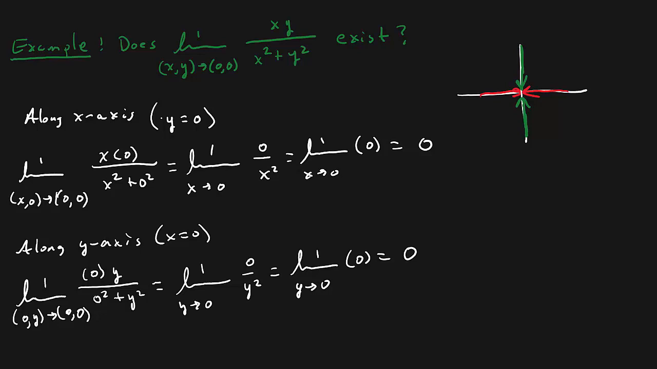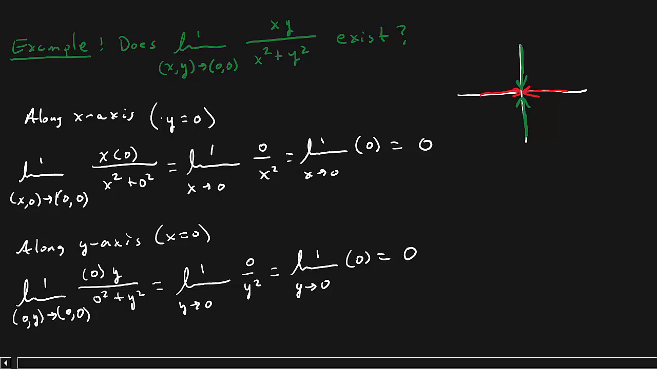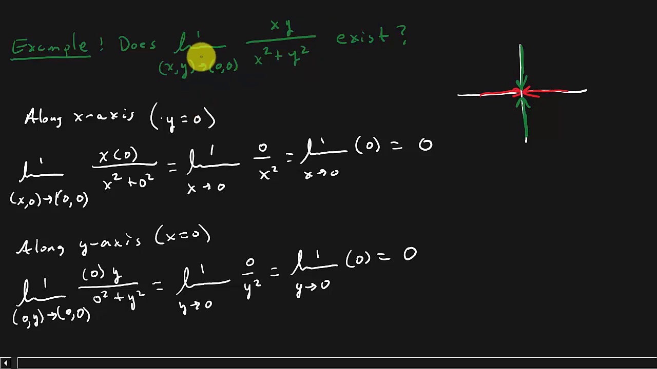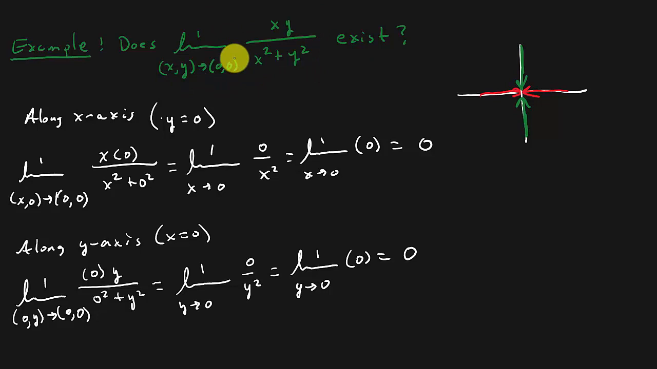So does that mean that they're equal? No. That does not mean that it doesn't, well, let me say that again. Yes, they're both equal, but does that mean that the limit is equal to 0, that this limit exists and it's equal to 0? No. Okay? It has to be the same coming in from every path. All right? Coming in from every path.